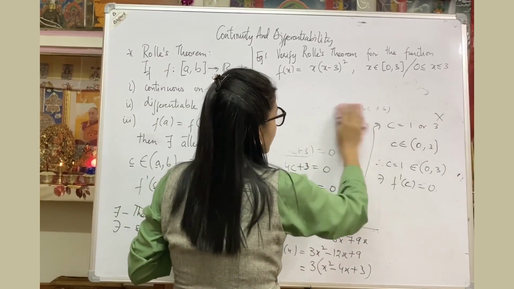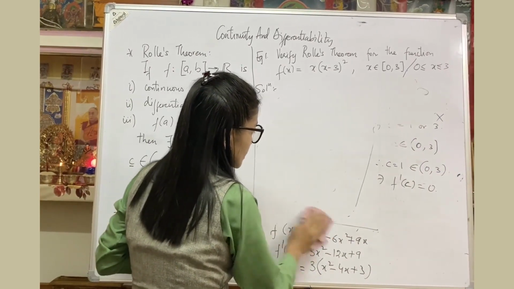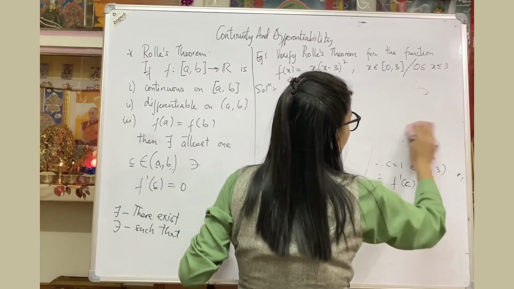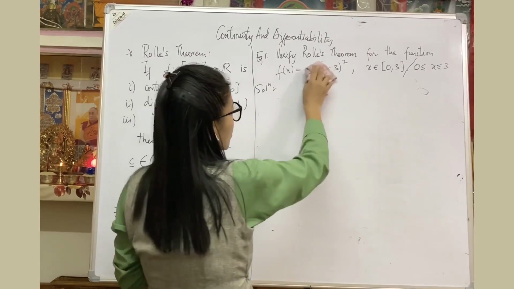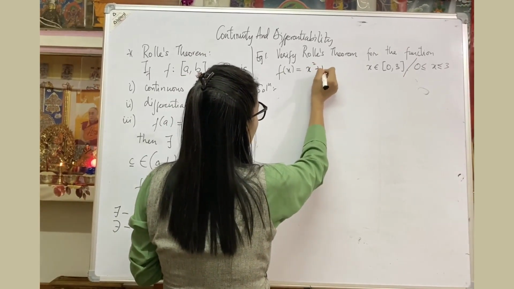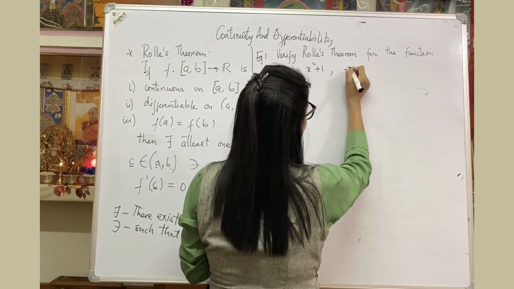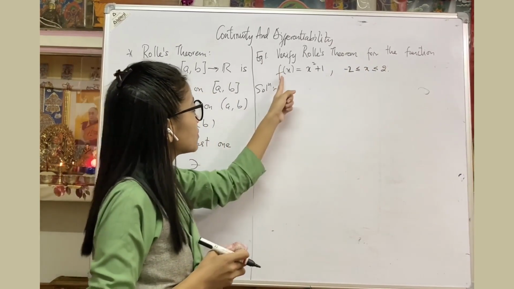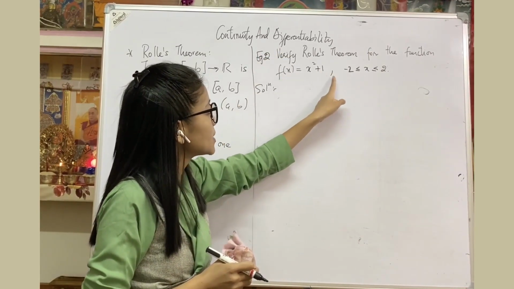Before moving on to the next theorem, I will take one more example to verify Rolle's theorem. I'll take a simple example and you will see the same pattern we are going to follow to check whether Rolle's theorem is verified or not. If I consider f(x) equal to x square plus 1. This is example 2: verify Rolle's theorem for the function f(x) equal to x square plus 1 in the interval -2 to +2.